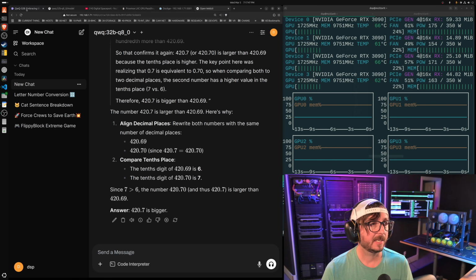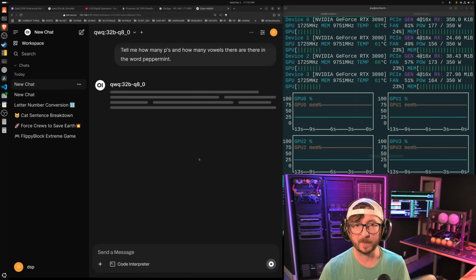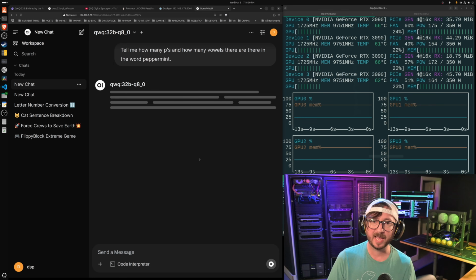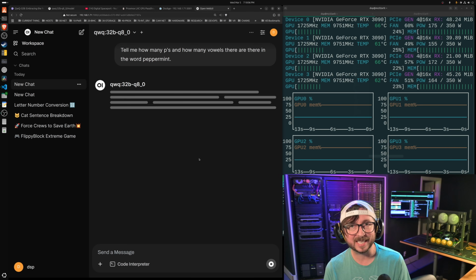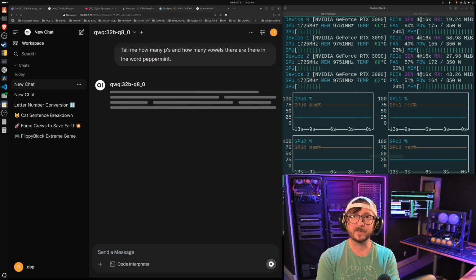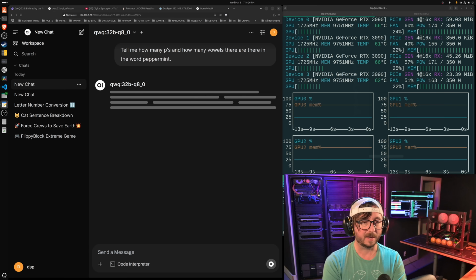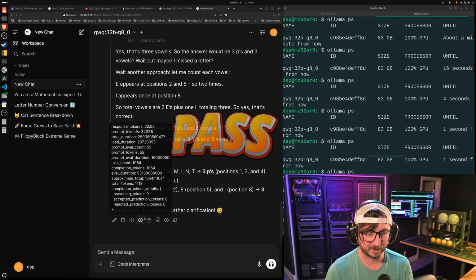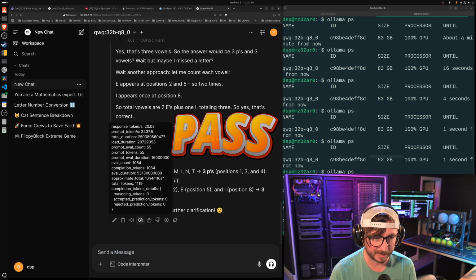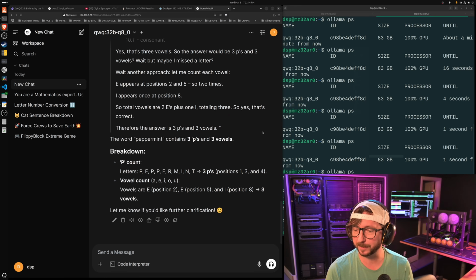All right, and moving on to the next question. This is Parsing Peppermints, asking how many P's and how many vowels there are in the word peppermint. Seen this actually gotten wrong a surprising amount of times. And if we get every one of these right today, step one under the belt for Team Qwen. And it did get this one correct. Also, it did take a while to think about it, and 20 tokens per second looks like what it was returning to us there.